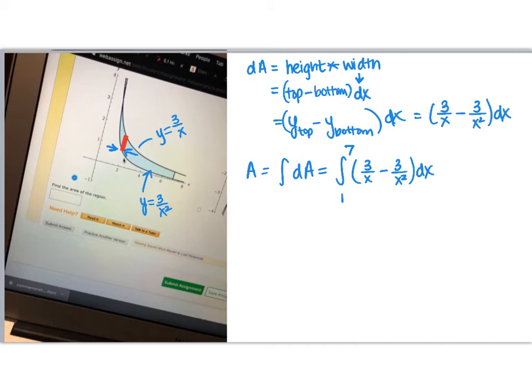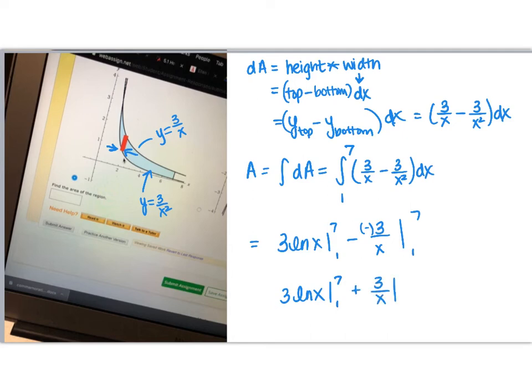So this gives you a natural log. I don't really like that, but what are you going to do? So the area is 3 times the natural log of x evaluated at 1 and 7, minus 3 over x times a negative 1, evaluated at 1 and 7. So it's 3 natural log of x, evaluated at 1 and 7, plus 3 over x, evaluated at 1 and 7. And this should give you the area.